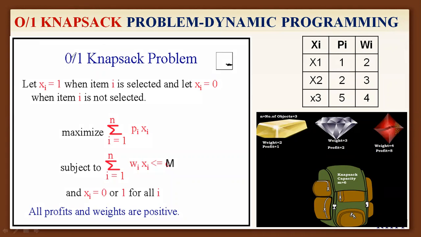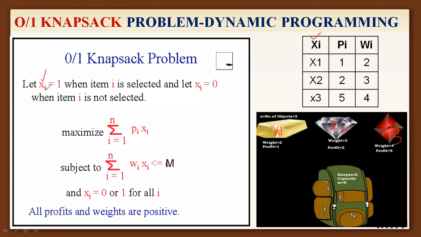So 0/1 knapsack means, here, let x of i equal to 1. What I said is that x of i is nothing but items. How many items are there? 3 items, x1, x2, x3. The first item is a gold item, assume just. The second item is a diamond item, assume. And the third item is a purple item, assume that. There are 3 items given, namely x1, x2, x3.